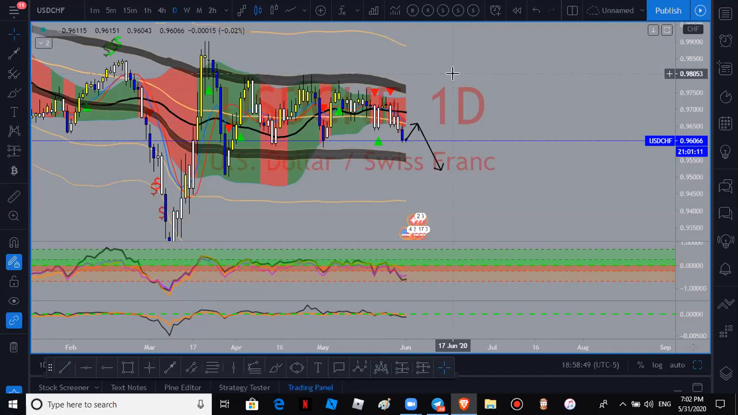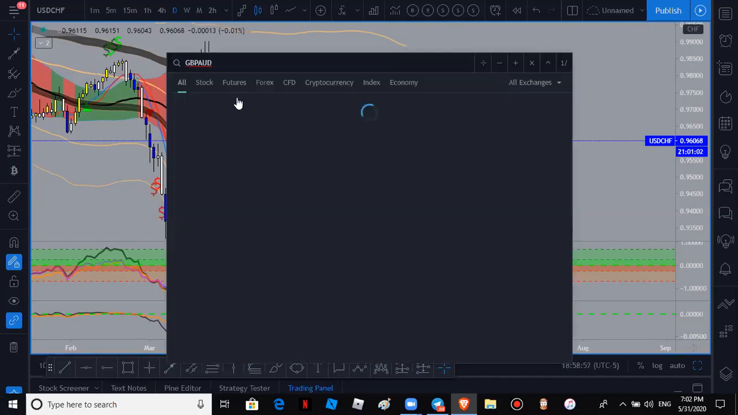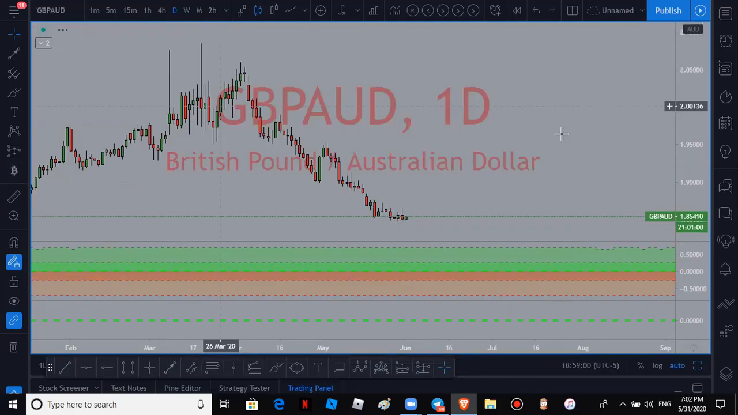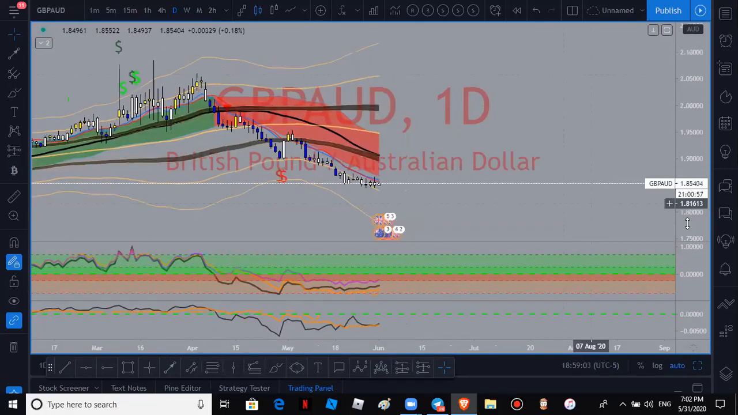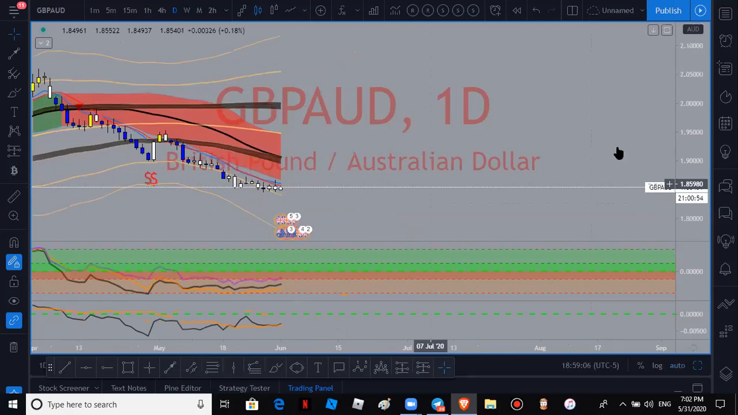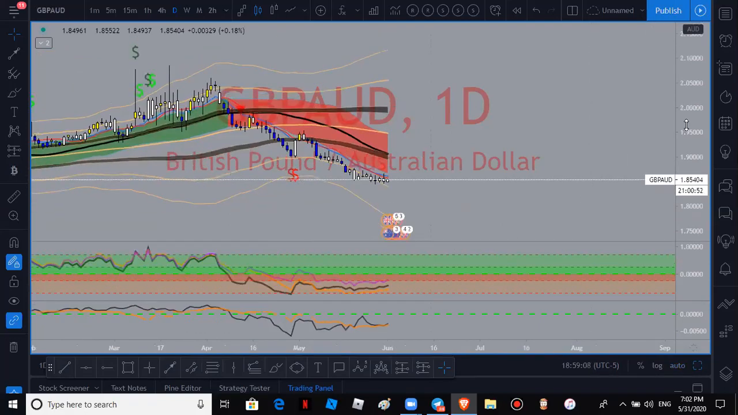I'll take a look at GBPAUD. As I'm going through these other pairs that aren't USD related, other than gold and the US indices, does anybody want me to look at any other pairs? Other than those two pairs, is there any other pair that anybody wants me to look at? Let's see. EURAUD, for sure I'm looking at EURAUD. I was going to look at it right after GBPAUD.